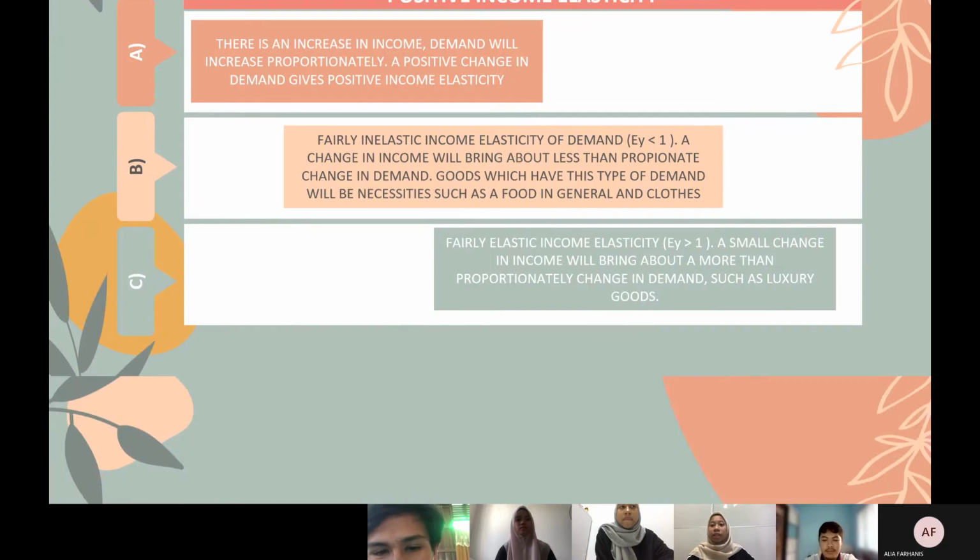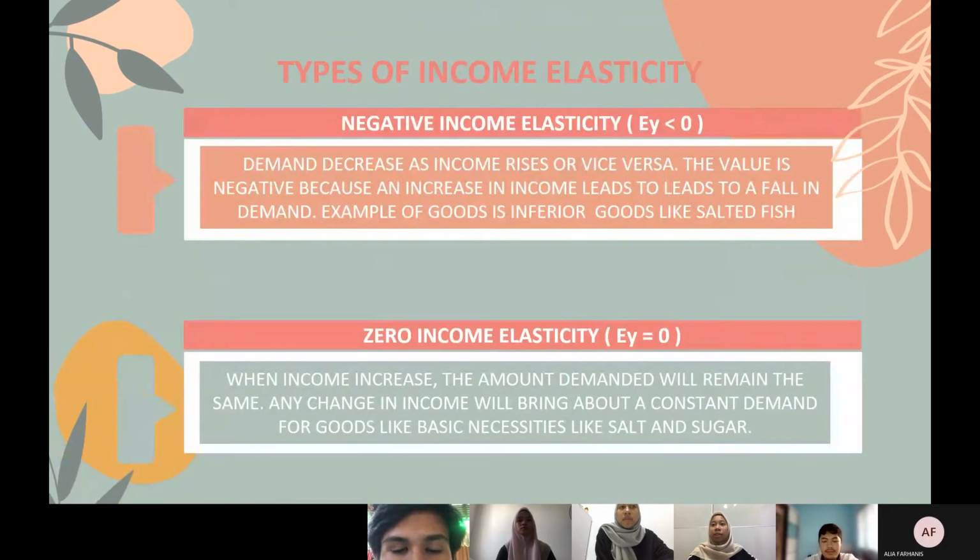The second type of income elasticity is negative income elasticity, that is EY less than 0. Negative income elasticity is about demand decreasing as income rises, or vice versa. The value is negative because an increase in income leads to a fall in demand. Example of goods is inferior goods like salted fish.